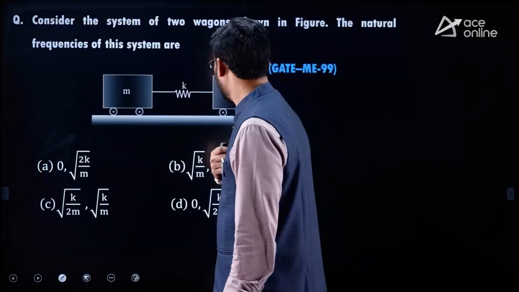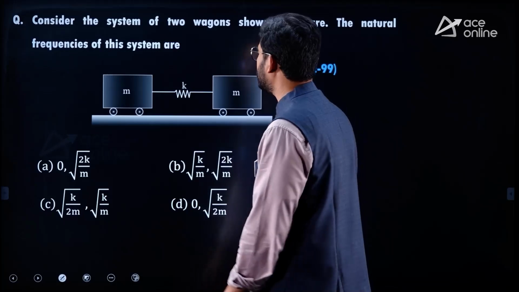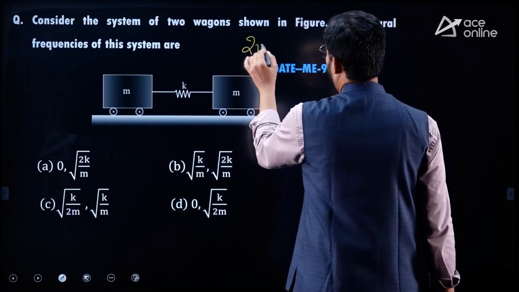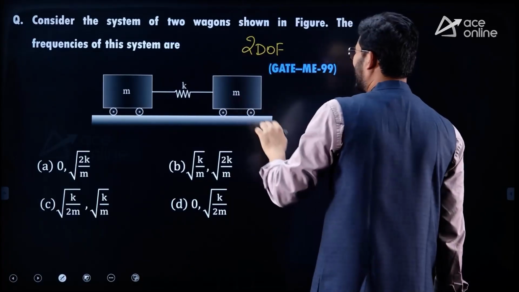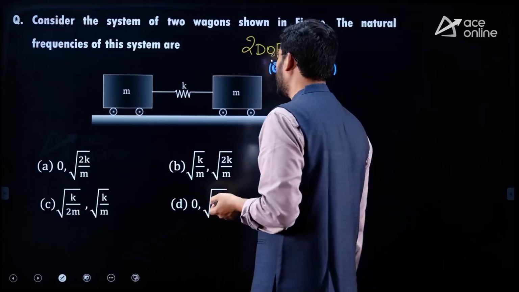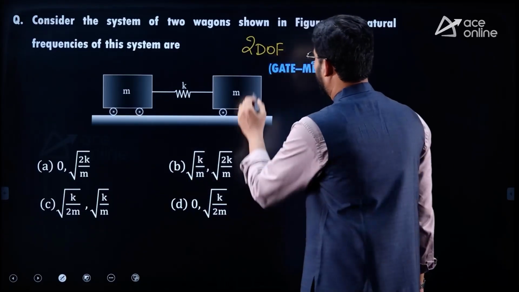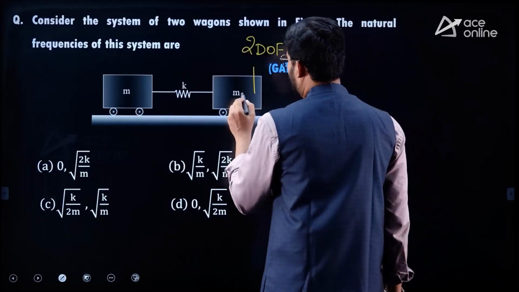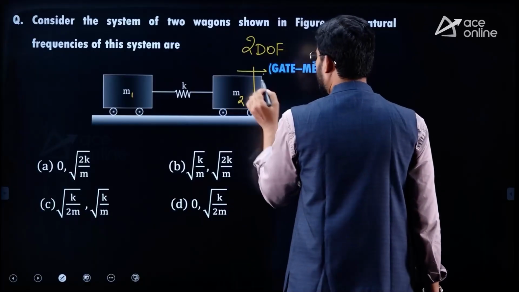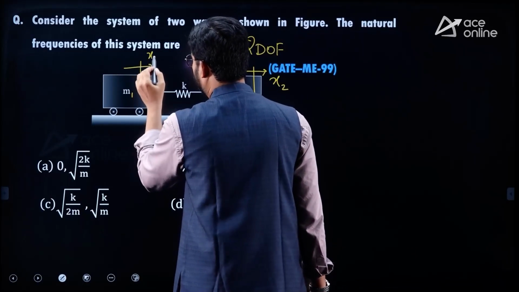So the next question, here we find that two identical masses are connected by a single spring, and this is a problem which has 2 degrees of freedom. It's a 2 DOF kind of question, and here we see the masses on either side are the same. So let's try to solve the problem by writing the equations of motion. Let's call this mass m1, and this m2, although they are equal, and this is the displacement x2, and let's call this displacement x1.